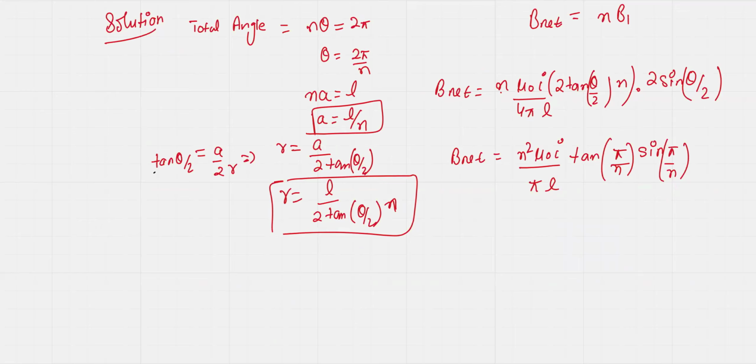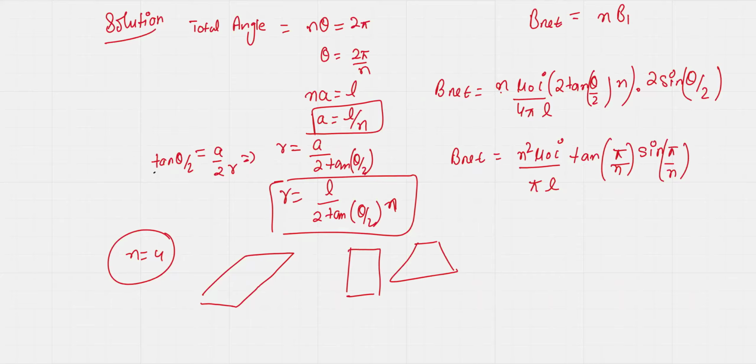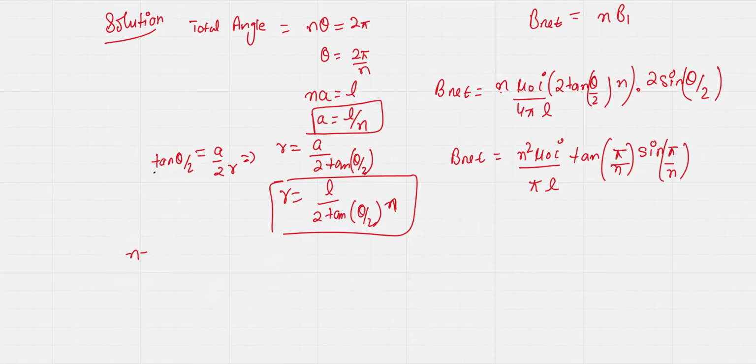Regular means, if I'm saying n is equal to 4, it means a four-sided polygon. It should not be the case that the polygon is looking like this. It should be symmetric, completely symmetric. It should not be like this. We are not talking about these kinds of polygons. We are talking about regular polygons having perfect symmetry. So that is the thing.